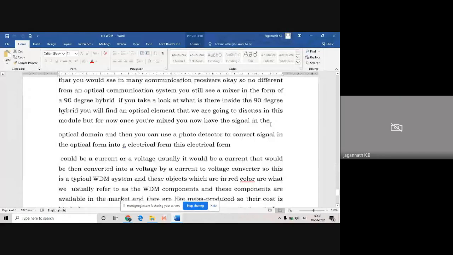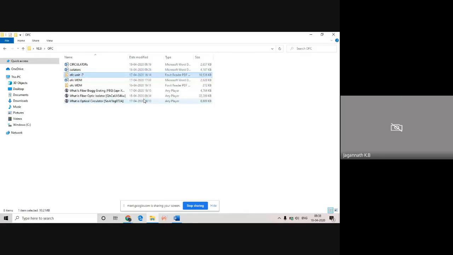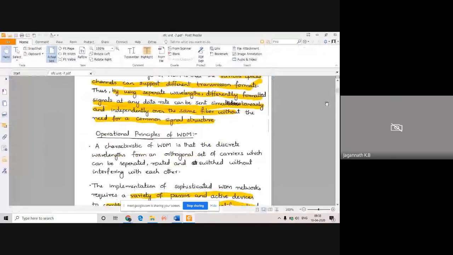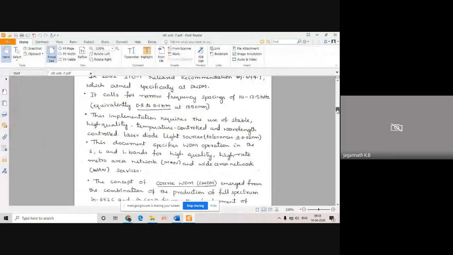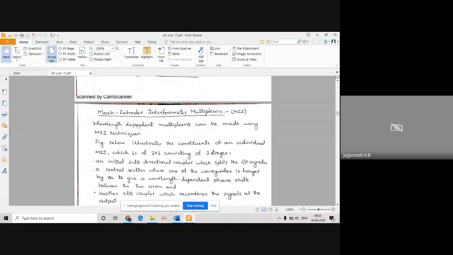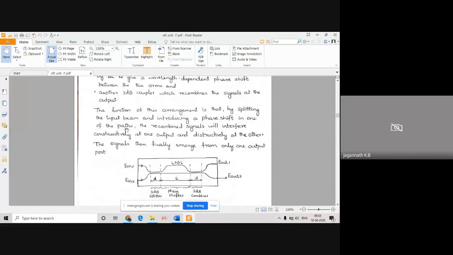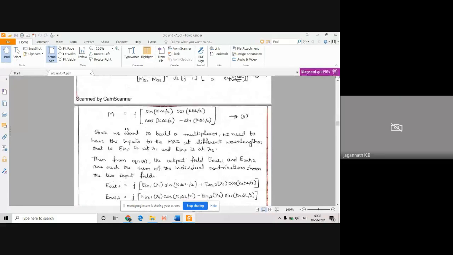The next topic was the Mach-Zehnder interferometer. That topic I'll do in the next class, since there is a big derivation and the concept is a little tricky, so each one I explained differently. So I'm skipping the Mach-Zehnder interferometer and going directly to the next topic, circulators and the optical isolator.